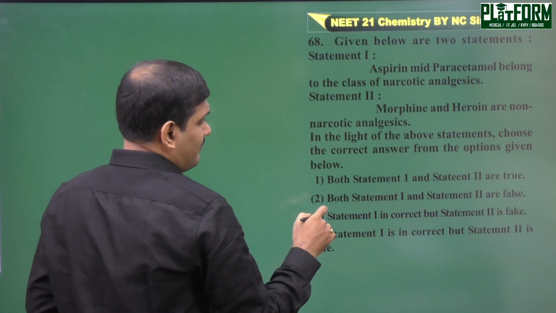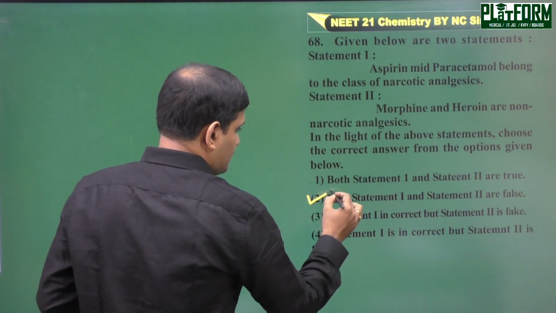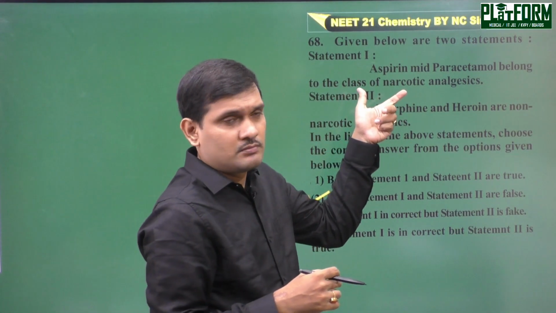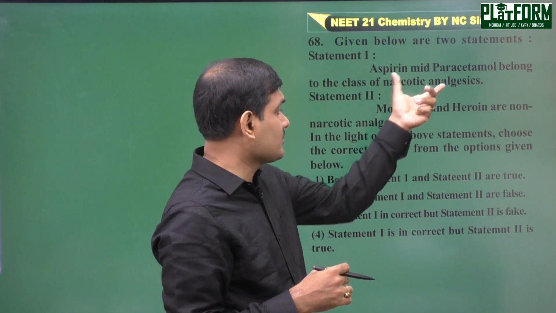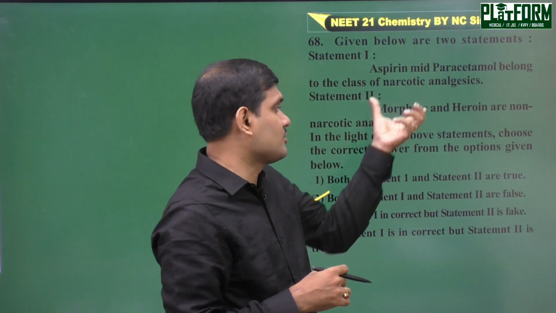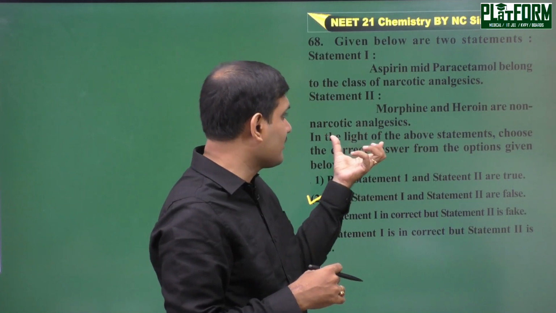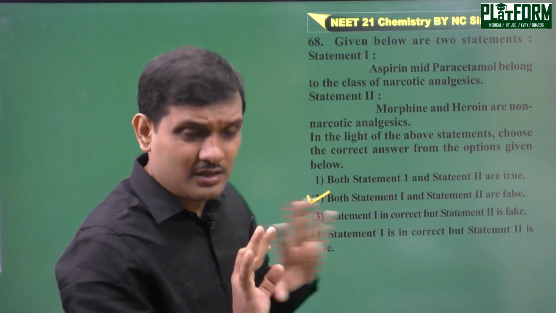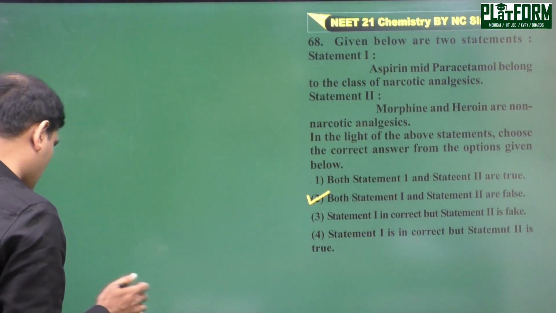So we should have the correct option. It is option B. The statements should be exchanged: aspirin and paracetamol are non-narcotic analgesics, whereas morphine and heroin are narcotic analgesics. Then both statements would be correct. Definitely here both these two statements are wrong.